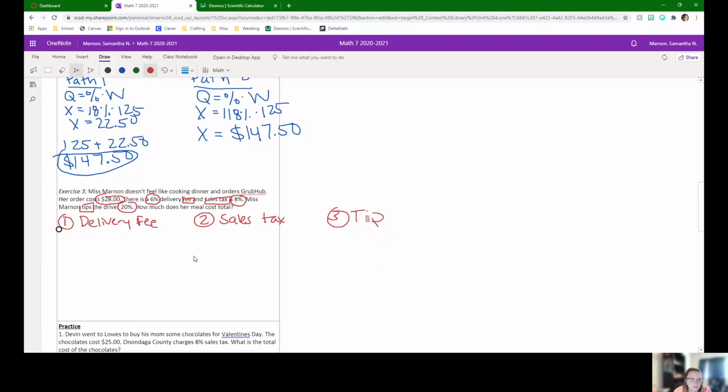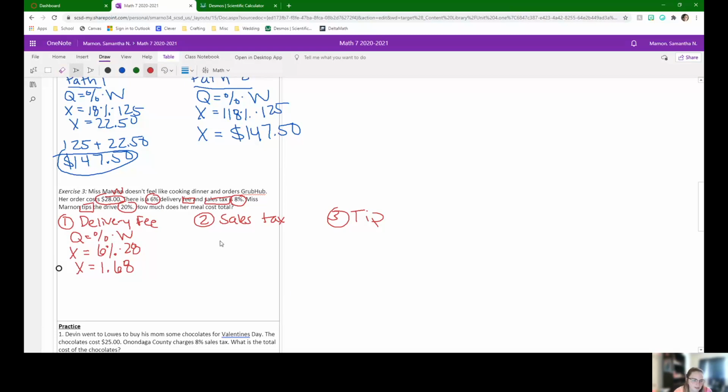So let's do our delivery fee first. So we're going to do quantity equals percent times whole. So the delivery fee is going to be 6% of this 28. So we're going to find the delivery fee. The $28 is going to be our whole. So we're going to do 6% times 28. If you don't have a calculator with a percent, type this in as 0.06. I got it to be $1.68 for my delivery fee.